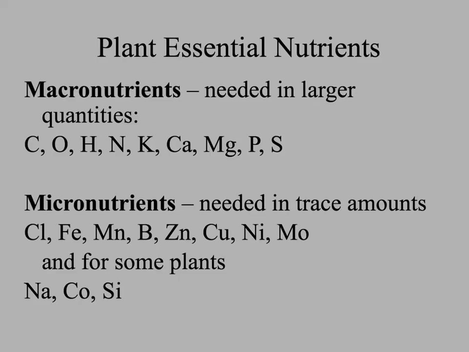So dissolved in water are the nutrients plants need for life, macronutrients needed in larger quantities, and micronutrients needed only in trace amounts. They're abbreviated here by their chemical symbol: carbon, oxygen, hydrogen, nitrogen, potassium, calcium, magnesium, phosphorus, and sulfur. The micronutrients, I think you can figure those out. And for some plants, also sodium is required, cobalt and silicon.